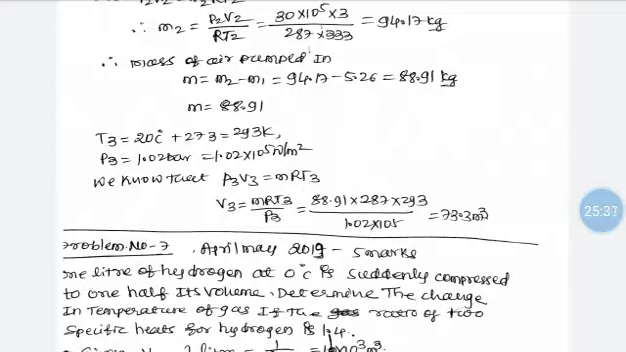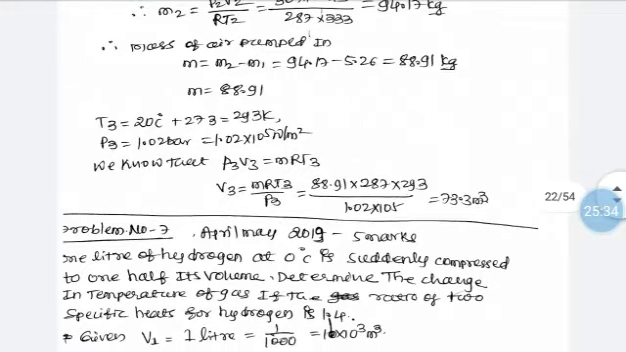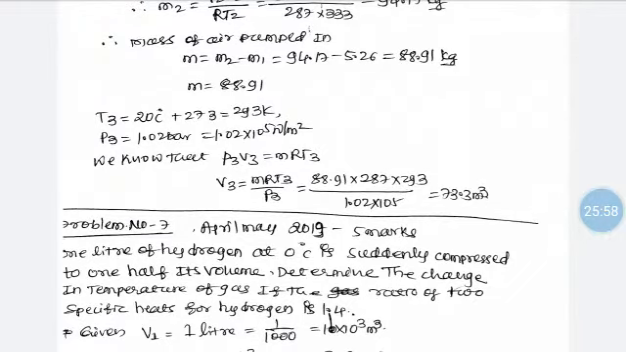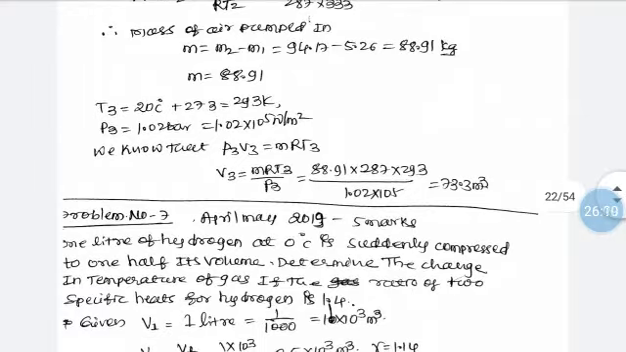Then we know that, again applying the characteristic gas equation, P3 V3 is equal to mR T3. Here P3 we know, V3 we don't know, V3 we have to calculate. m we know, that is 88.91. R is the gas constant, we know that value, 287. T3 we know. So we take P3 to the RHS side, and V3 is equal to mR T3 divided by P3. So m is the mass of air pumped, 88.91, R is 287 and T3 is 293, divided by P3, which is 1.02 into 10 raised to 5.